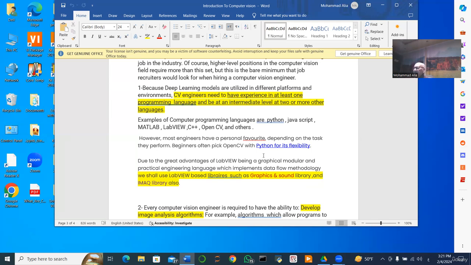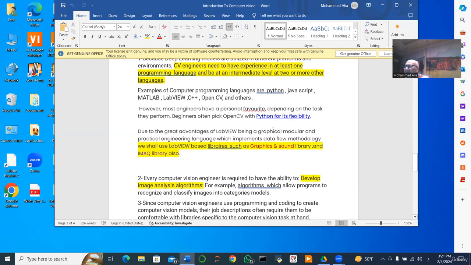Among the recommended languages are Python and JavaScript, MATLAB, LabVIEW, OpenCV, Sklearn, C++, and others. And here it comes to the personal favorite and the background of the engineer and which language he prefers to use. Although there is a difference between these very specific languages, for this training course, we shall apply LabVIEW as the programming language for the following reasons.